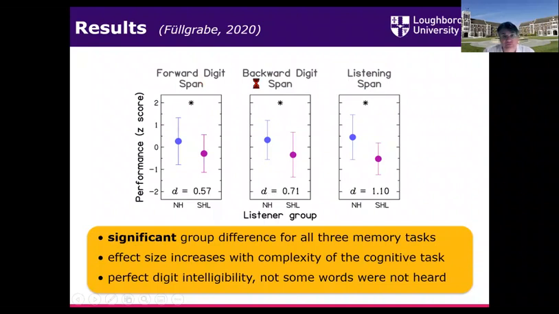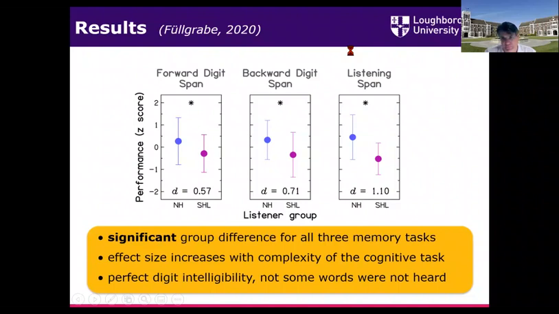I'm plotting performance in Z scores, with better performance towards the top, for the normal hearing listeners and the listeners in the simulated hearing loss condition. And you can immediately see that the normal hearing group always outperformed the simulated hearing loss group. This group difference was significant in all three cases. We also found that the size of the difference, the effect size, actually increased with increasing complexity of the cognitive test, from the simpler forward digit span test to the more complex listening span test.